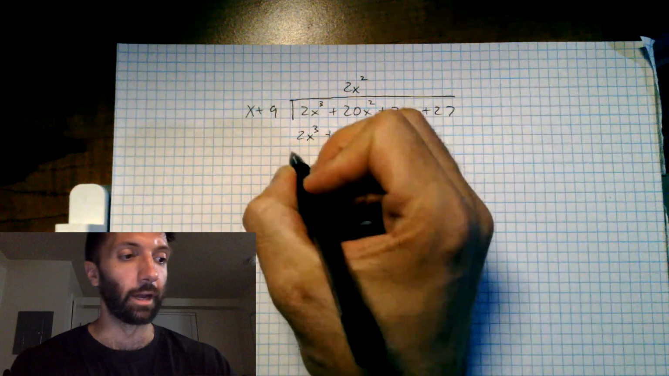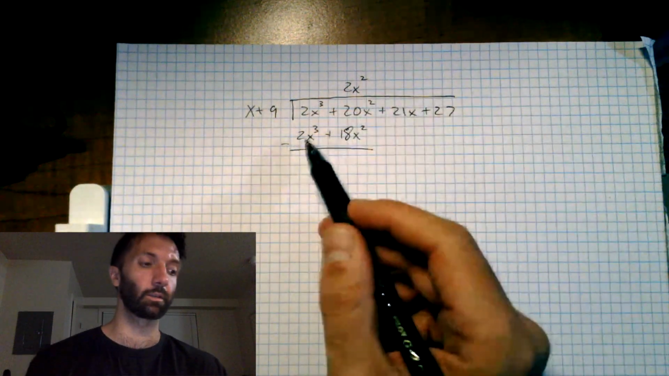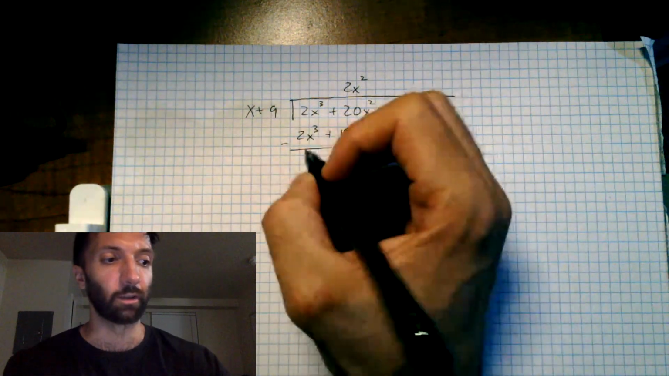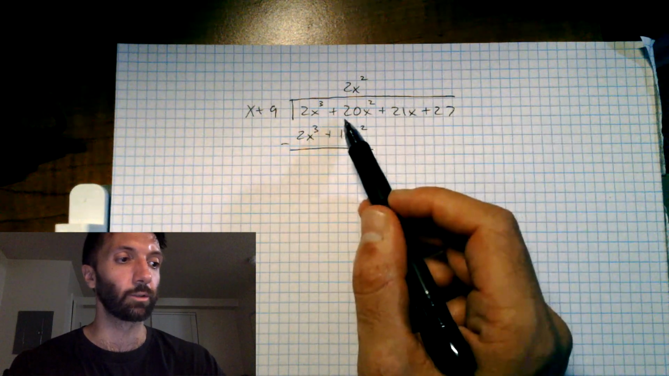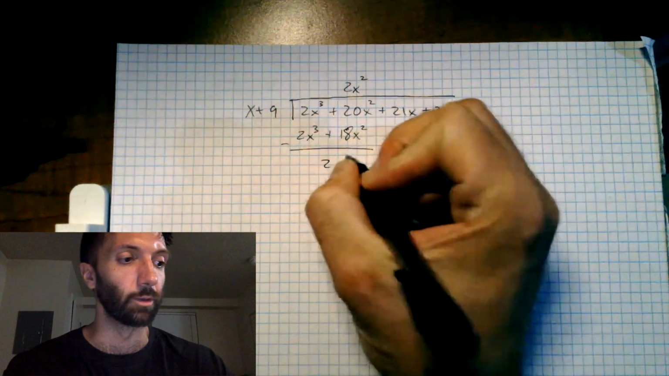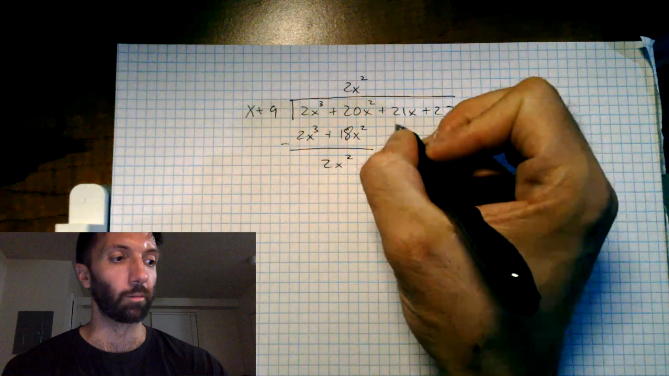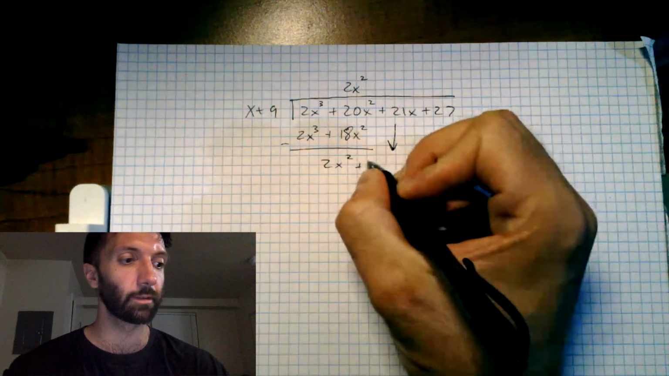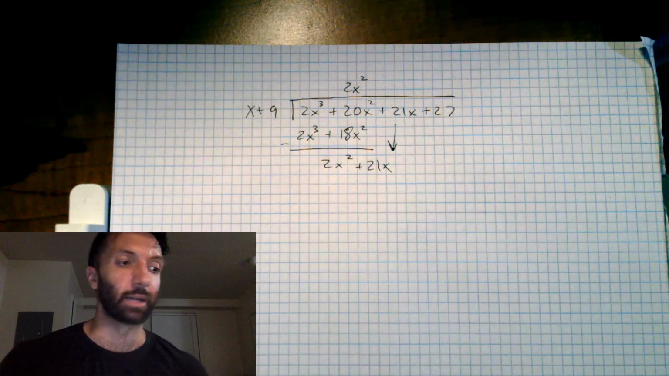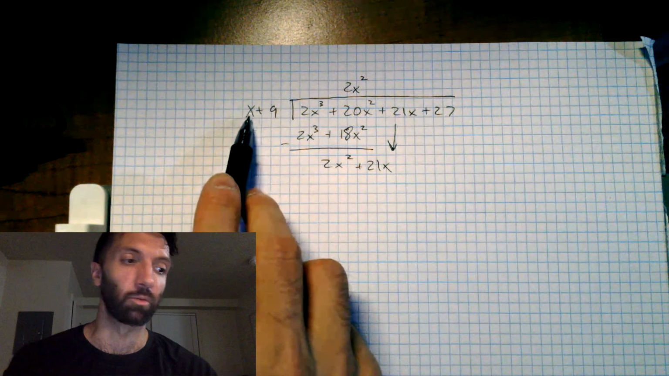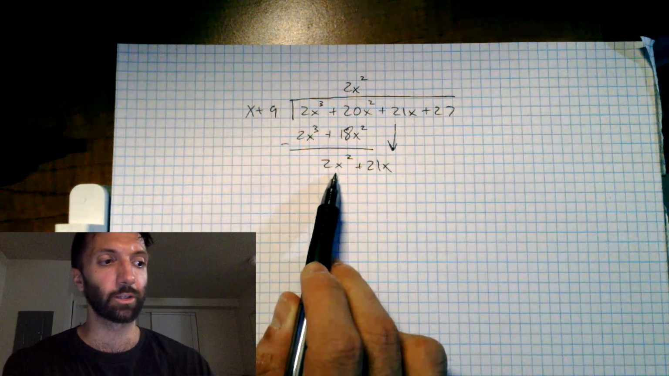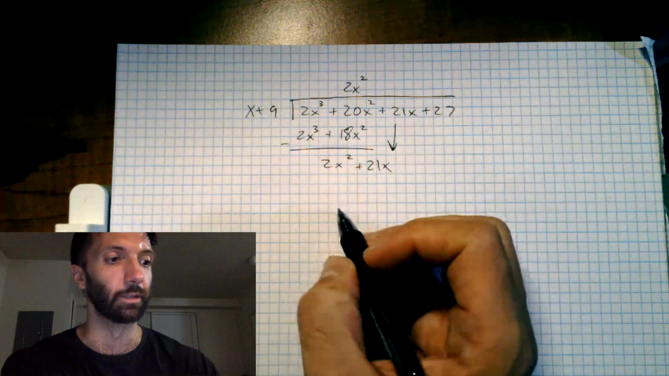All right, and now we're going to subtract this from the original dividend. So 2x cubed minus itself is 0, and 20x squared minus a positive 18x squared is going to be 2x squared. And then we're going to bring down this positive 21x. All right, and now we're just going to repeat the process. So we're going to take the x, the algebraic portion of the divisor here, and see how many times it will go into 2x squared. And the answer is 2x.